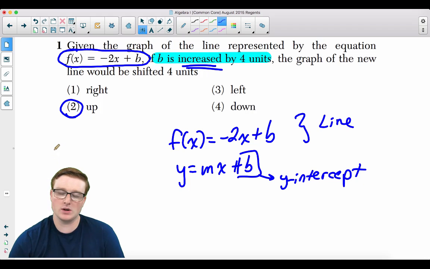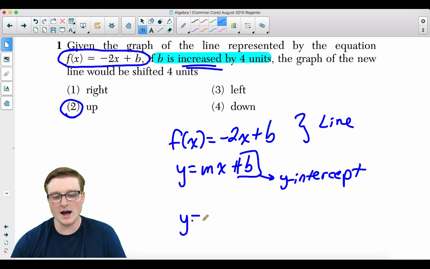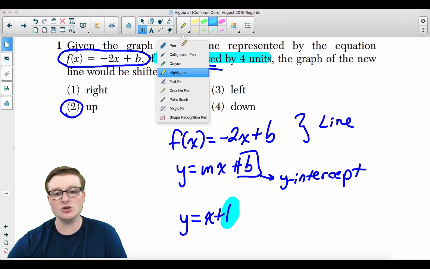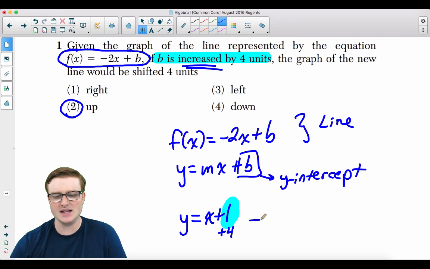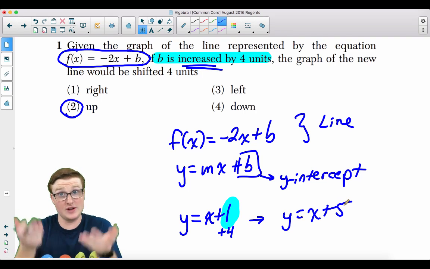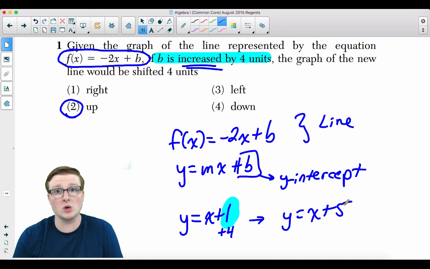For example, if you have the line y equals x plus 1, and you take that b value, which is the 1, and you increase it by the number 4, isn't that just going to be y equals x plus 5? And that's a vertical shift up by 4 units. So that's why it is going to be choice 2, 4 units upwards.